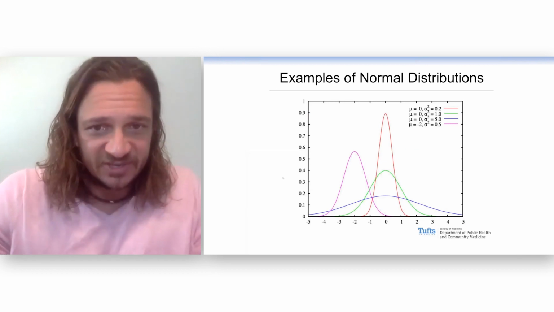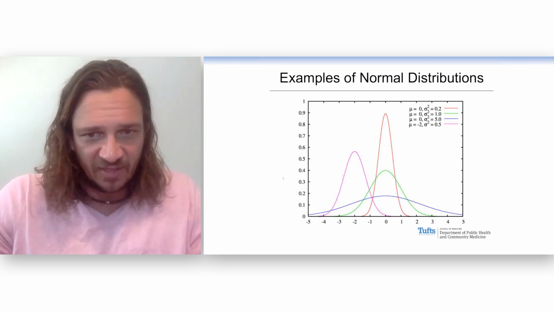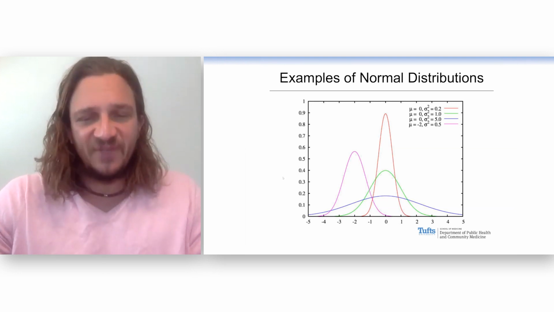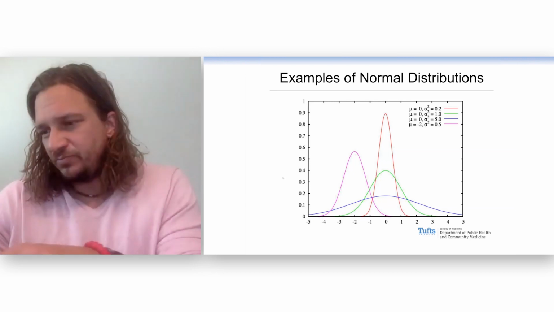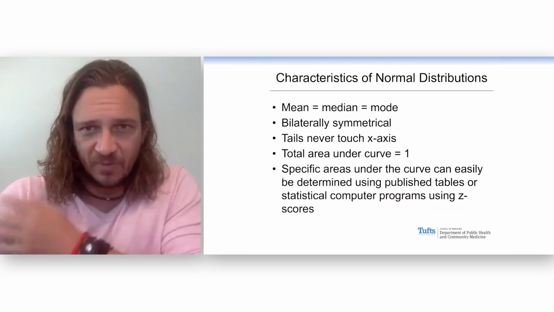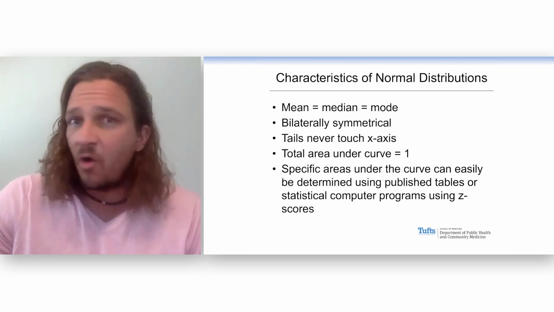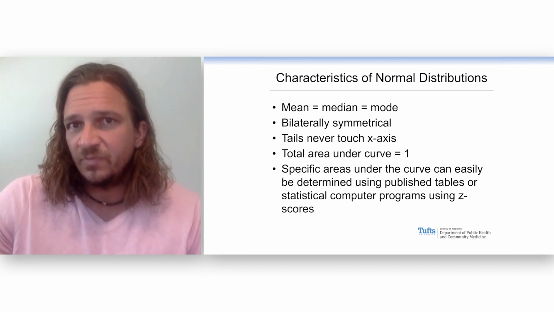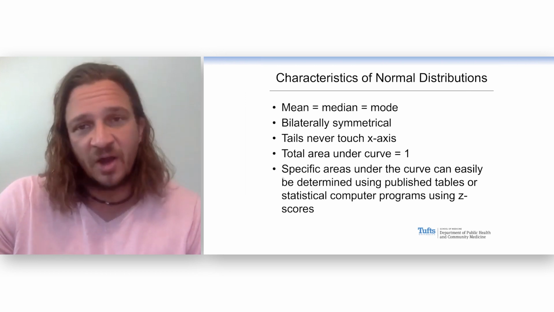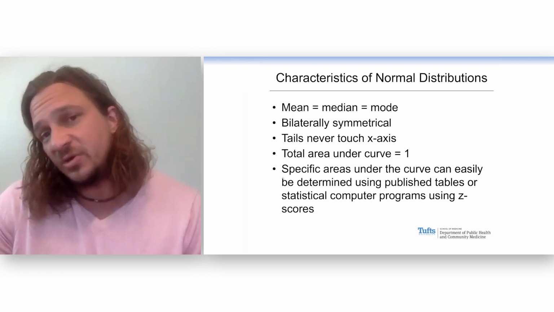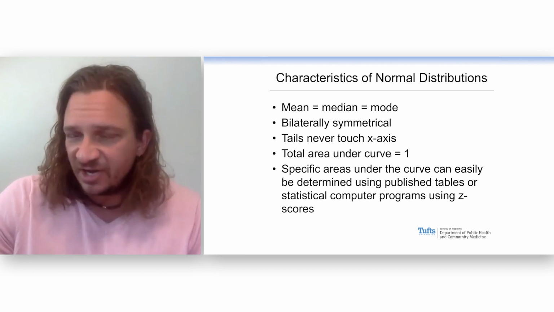So here are some examples of normal distributions. When I change the mean, the curve just slides to the left and to the right. When I change the standard deviation, it gets wider or narrower. But why study the normal distribution so much? There are some characteristics of it that are very important. The mean, the median, and the mode are all equal. The distribution looks the same to the left and to the right. So if you know what's going on on one side, you know what's going on the other side. We're going to say that the tails never touch the axis.